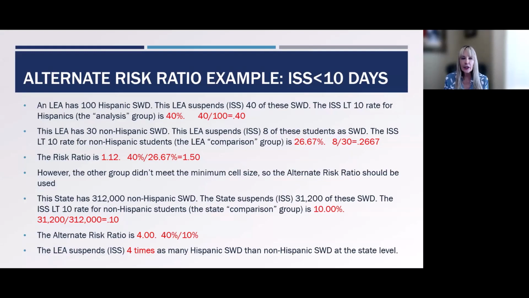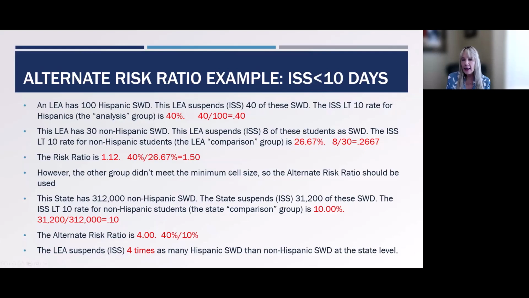Okay, so let's say an LEA has 100 Hispanic students with disabilities, and it suspends 40 of these in terms of an ISS in-school suspension of less than 10 days. So the ISS less than 10 rate for Hispanics at this LEA is 40%. 40 divided by 100 equals 0.4. This LEA has 30 non-Hispanic students with disabilities, and it suspends 8 of them for an ISS less than 10 rate. So that rate is 8 divided by 30, which equals 26.67%. So the risk ratio is taking the 40% divided by the 26.67% to get 1.5.